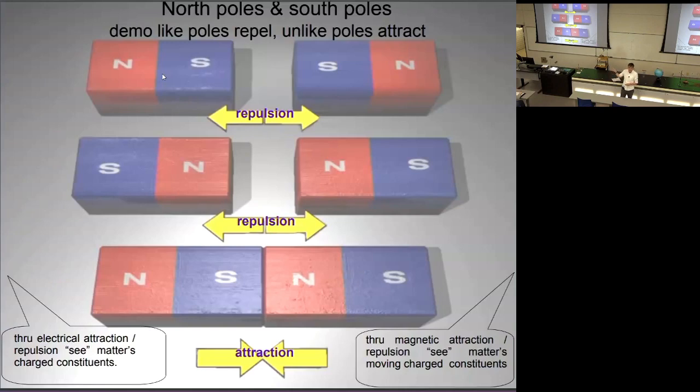If you think about it, that's exactly like electricity. In electricity, if you have two like charges, two positive charges, they repel one another. If you have two unlike charges, a pair of negative charges, they repel one another. If you have a positive charge and a negative charge, they will attract one another. So there's a big parallel here between magnetic north-south poles and electric positive and negative charges.